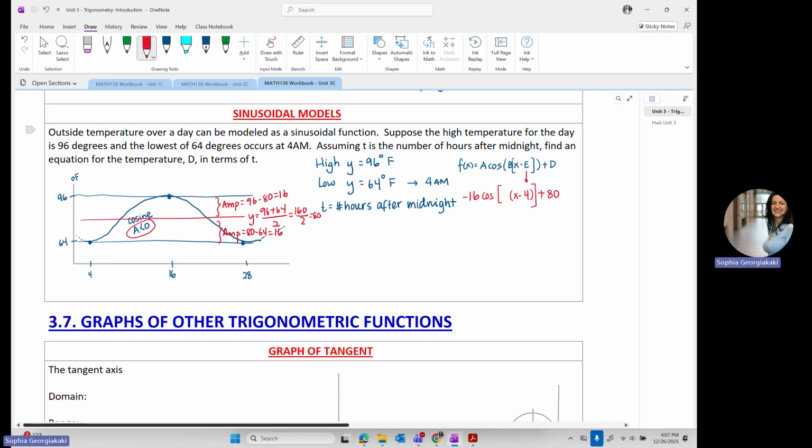And I'm missing B. Now, I know that the period is 24 hours, and that will be 2 pi divided by B. Therefore, 24B will be 2 pi, and B will be 2 pi divided by 24, which is pi over 12. So pi over 12 times the quantity x minus 4 will be in the expression of the cosine. So this is my function f of x. And let me make some room here for me to write f of x.